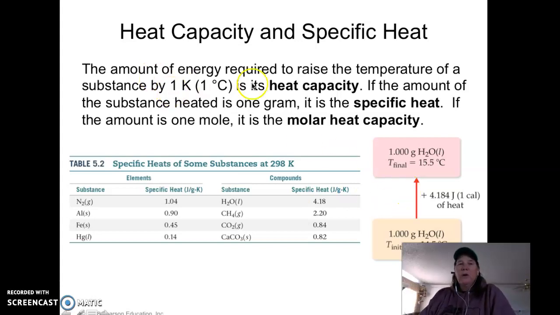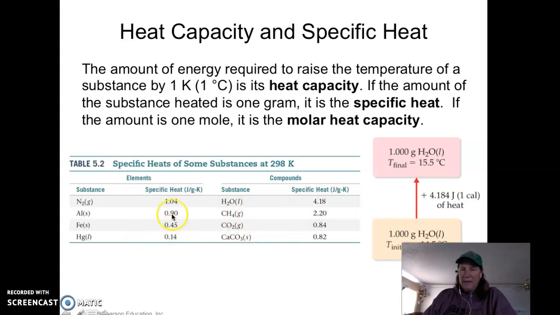So the amount of energy required to raise the temperature of a substance 1 degree Kelvin or 1 degree Celsius is its heat capacity. And we call that specific heat because we're talking about just 1 gram. If we're doing 1 mole, it would be its molar heat capacity. So they're all just conversions. But this is the one we really count on, water.